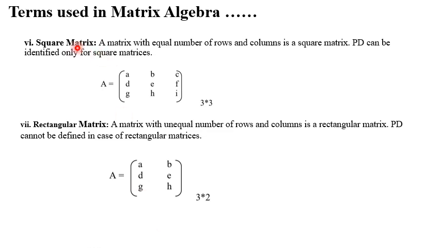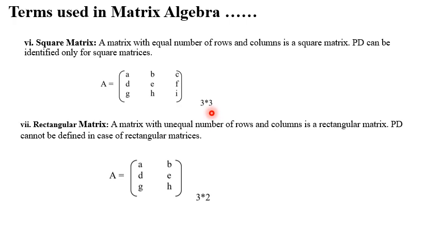A square matrix. A matrix with an equal number of rows and columns is called a square matrix. Principal diagonal can only be identified for such kinds of matrices. So a 3 by 3 matrix, 2 by 2 matrix, 4 by 4 matrix, where n is always equal to m, are referred to as square matrices.